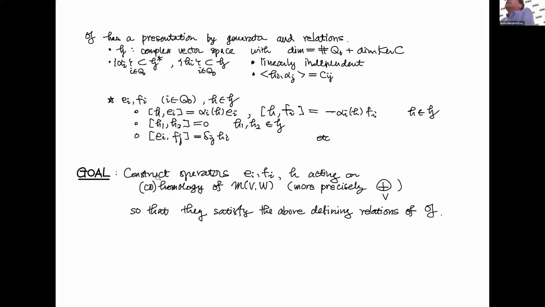And the goal is, as I said, to construct a representation from M(V,W). A little bit more precisely, I take the cohomology group of M(V,W) and take the direct sum over all those V's. Then I introduce operators E_i, F_i and H's, and they satisfy those defining relations. This is how I construct the action of the real algebra on the cohomology of M(V,W).